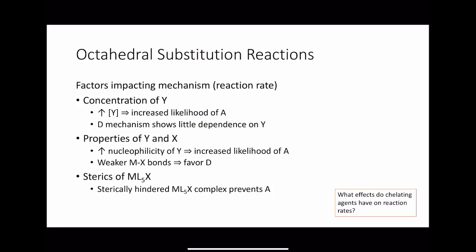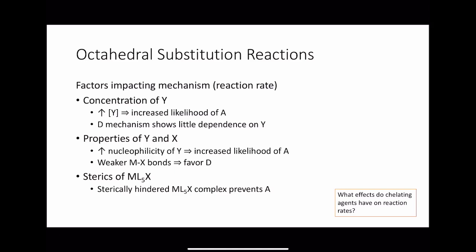When we consider octahedral substitution reactions, we can talk about the different factors that can impact our mechanism, and this is going to be related to the reaction rates. As we increase the concentration of the entering group Y, we increase the likelihood of an associative mechanism. Basically, if you flood the reaction area with your entering group, it's more likely the entering group is going to associate to the complex prior to a dissociation. Dissociative mechanisms show little dependence on the presence or identity of the entering group.